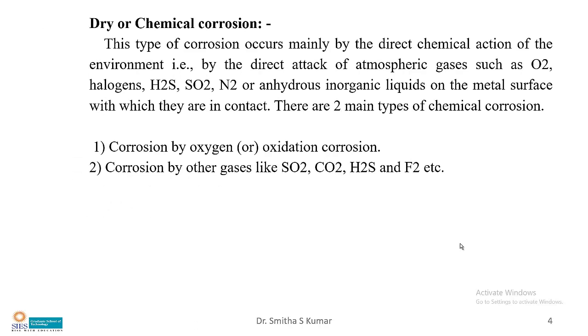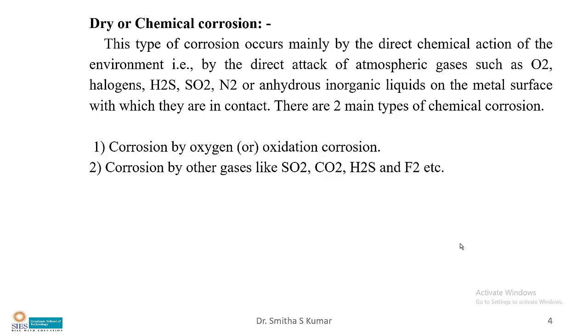Coming on to the first type, dry or chemical corrosion. This type of corrosion occurs mainly through direct chemical action of environment or atmospheric gases such as oxygen, halogen, H2S, sulfur dioxide, nitrogen, or anhydrous inorganic liquid with metal surface in immediate proximity. There are two main types of corrosion.